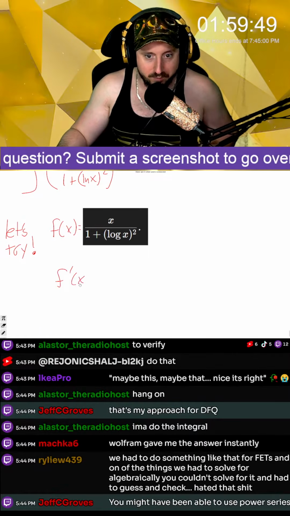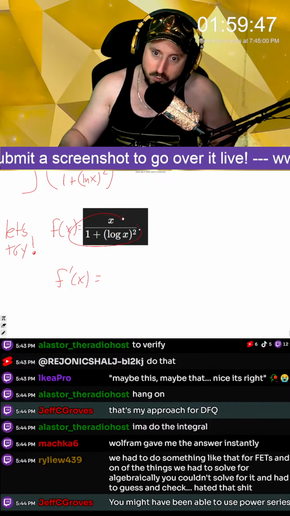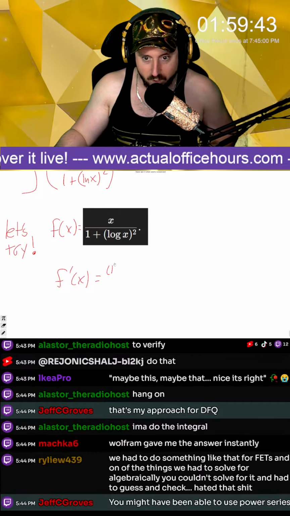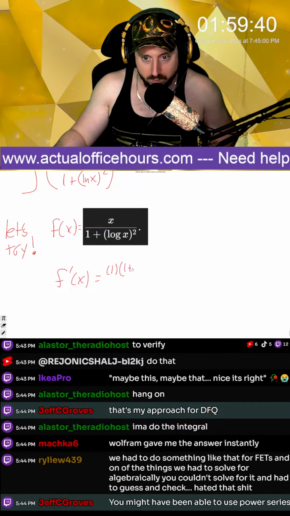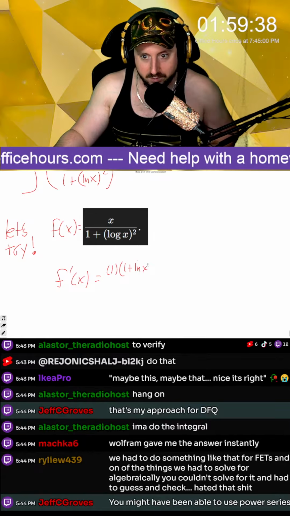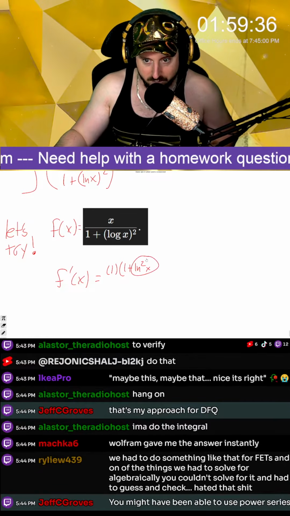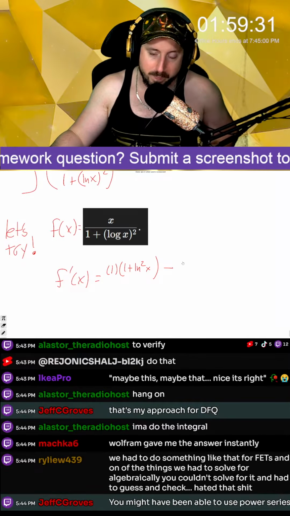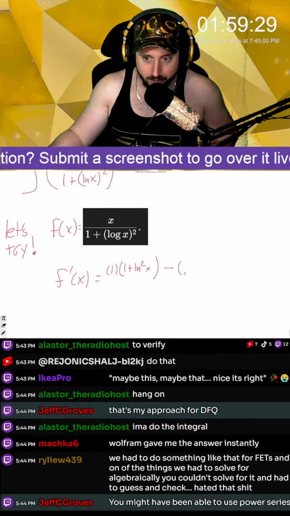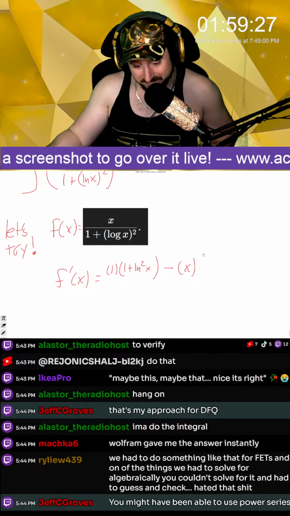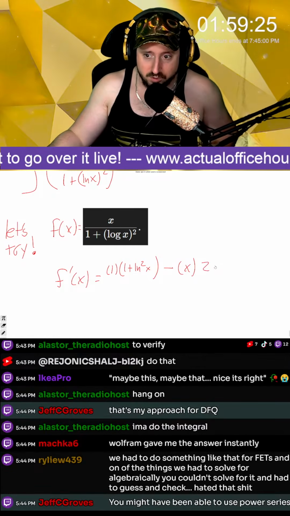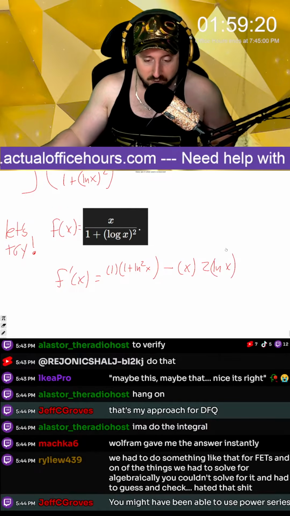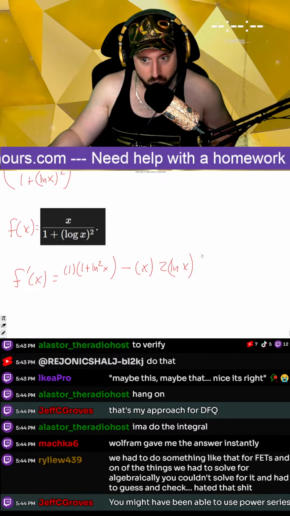Let's just do f prime of x. What would the derivative of this be? So this is a quotient rule, right? So derivative of the top times the bottom. So that's just going to be 1 times 1 plus ln squared of x. I know this looks like illegal notation, but whatever. Minus the first times the derivative of the second. It's a little weird. So this is x times 2 ln of x, and then times the derivative of ln of x, which is 1 over x.